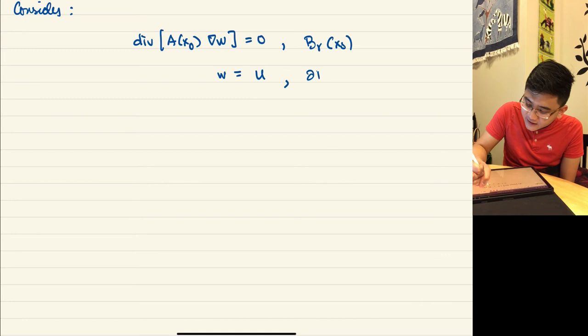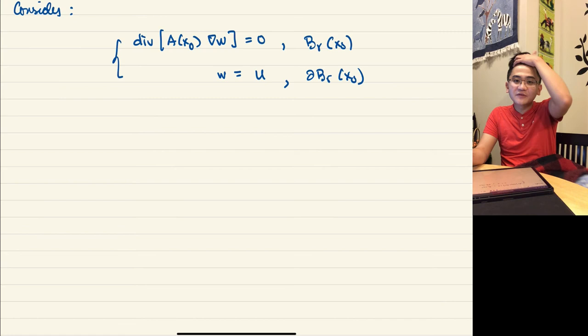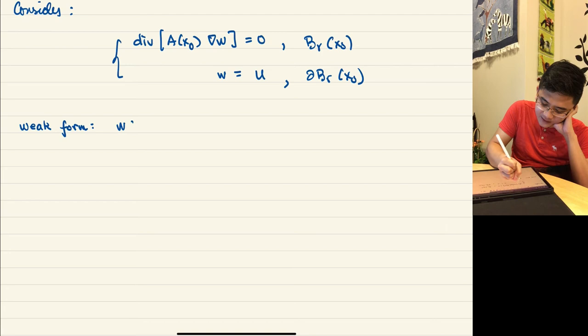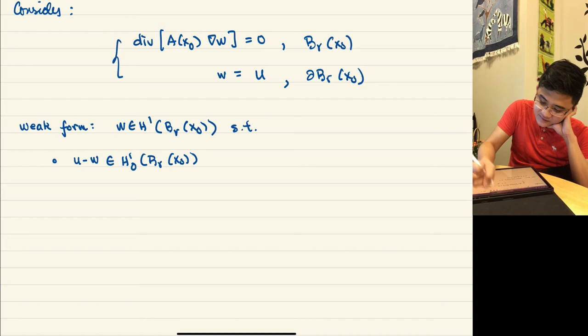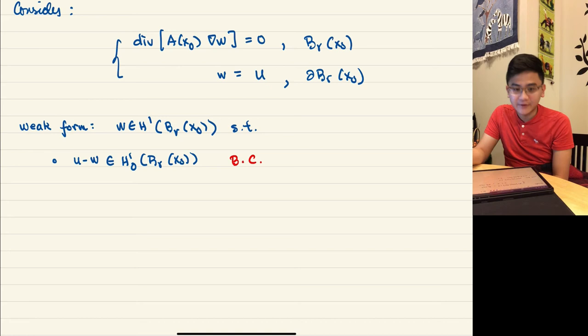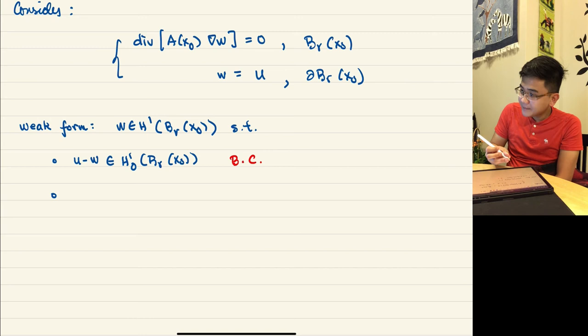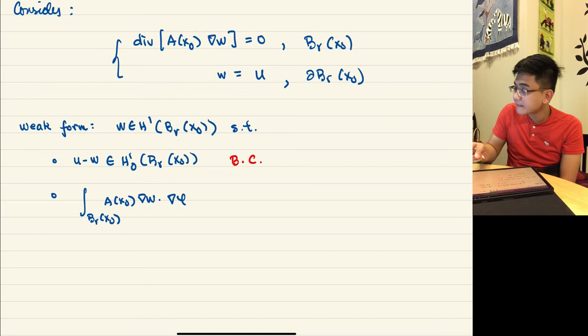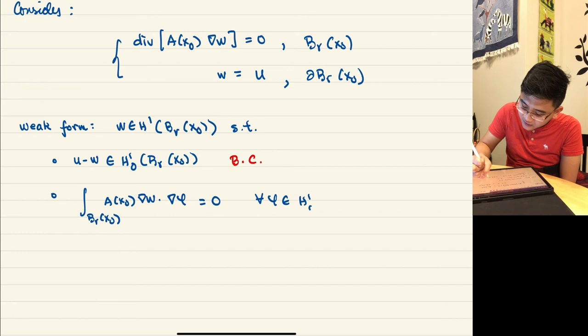We consider this problem, and in fact, we consider the weak form of this problem. The weak form is: we find some w in H1 of B_R of x0 such that u minus w is in H1 0 of B_R of x0. This is just like the boundary condition being satisfied in a weak sense. And the other condition is that we have the integral over B_R of x0 of A of x0 grad w dot grad phi equal to 0 for every test function phi in H1 0.